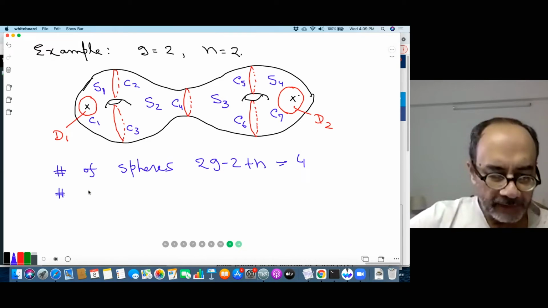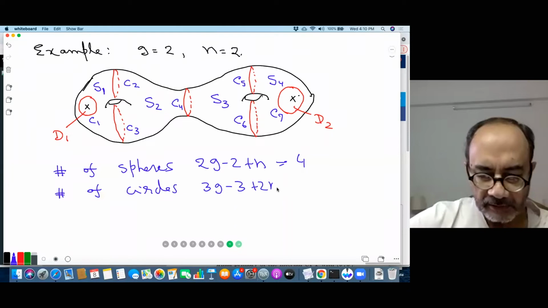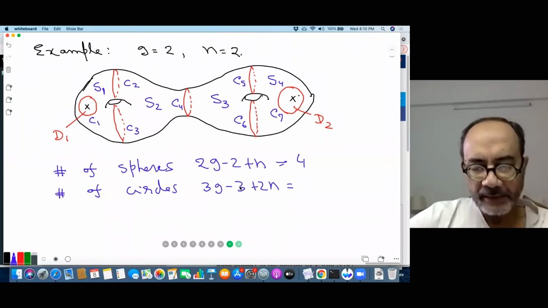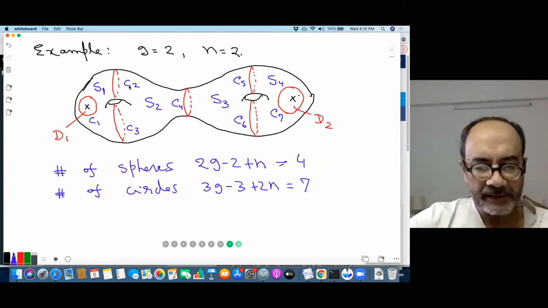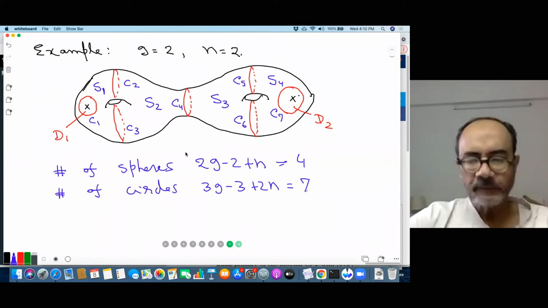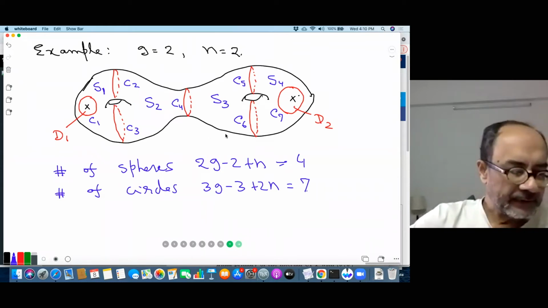And the number of circles is 3G minus 3 plus 2N. So that's 6 minus 3 is 3, and 2N is 4, so that's 7. And indeed we can see there are 7 circles: 1, 2, 3, 4, 5, 6, 7. So this is just an example, but this is generally true.